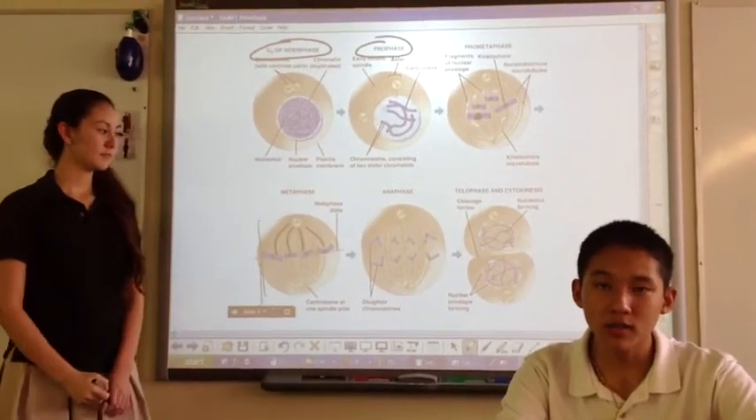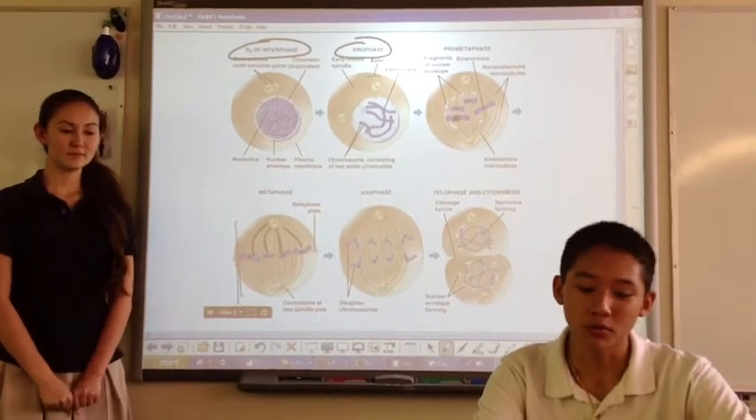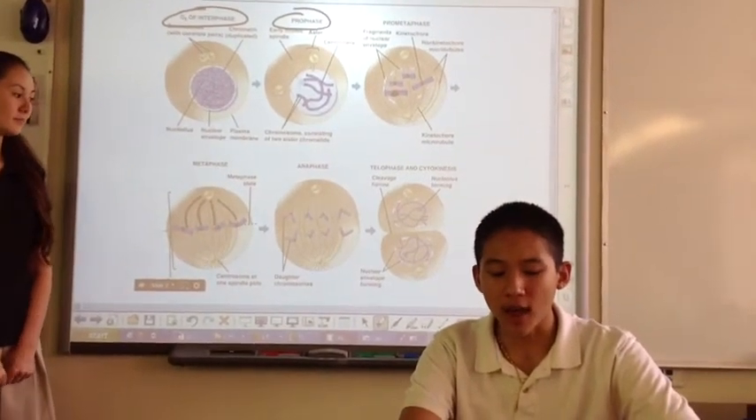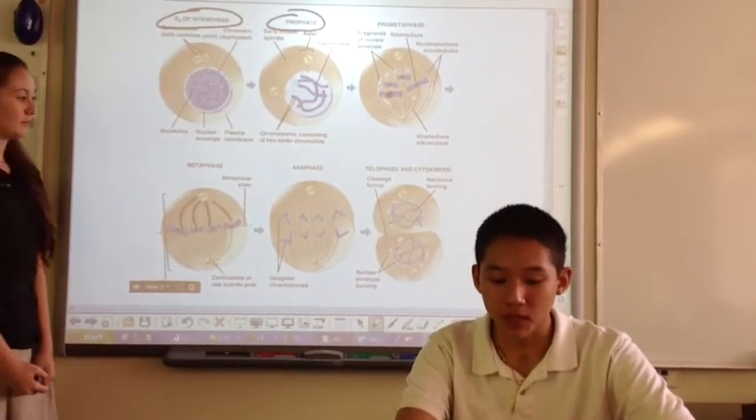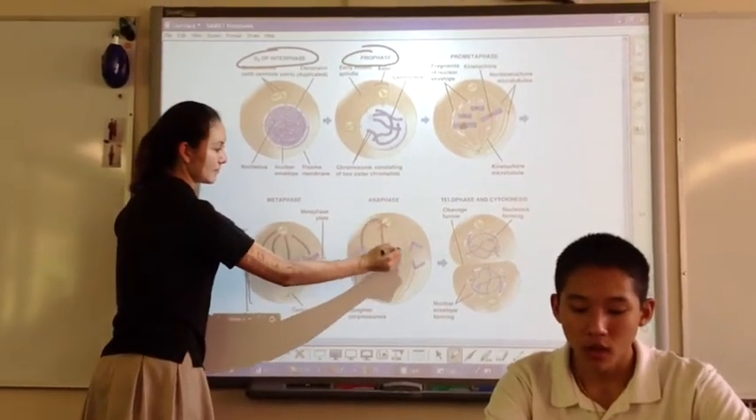A good way to memorize this step is that the M in metaphase can remind you of middle. Next is anaphase, which is when the spindle fibers pull the chromosomes apart at the kinetochores.